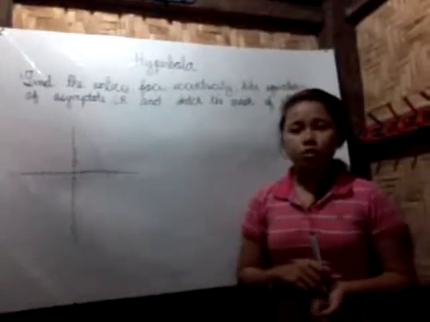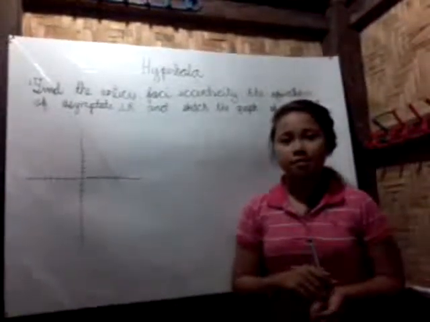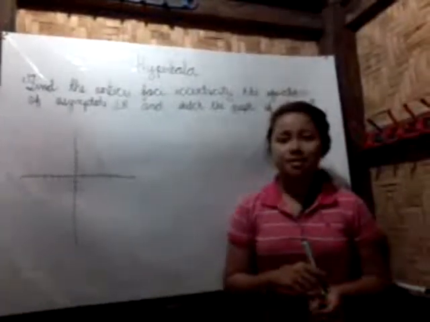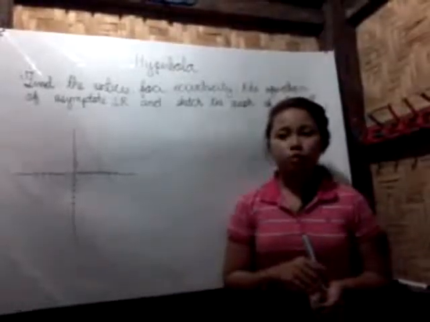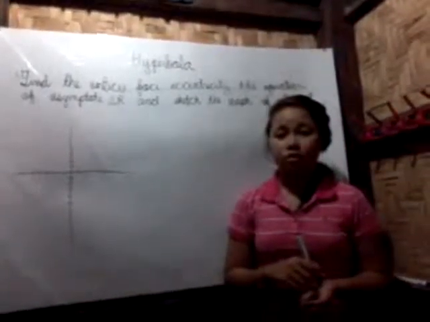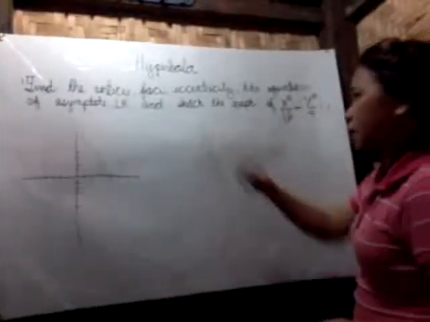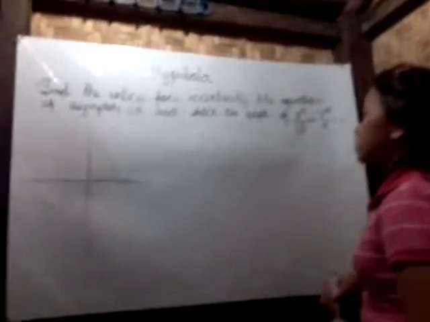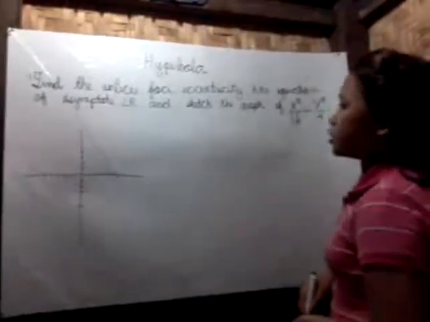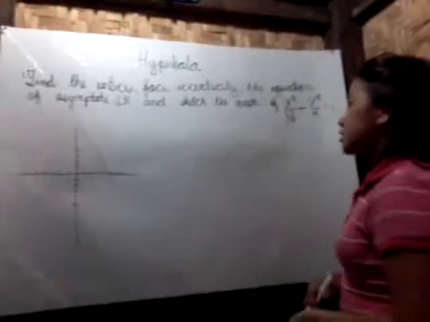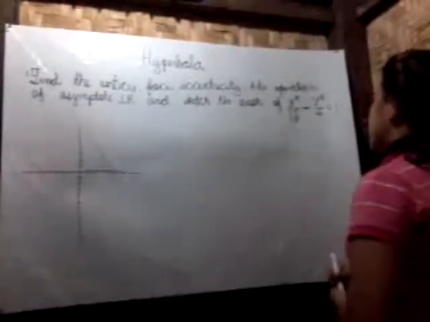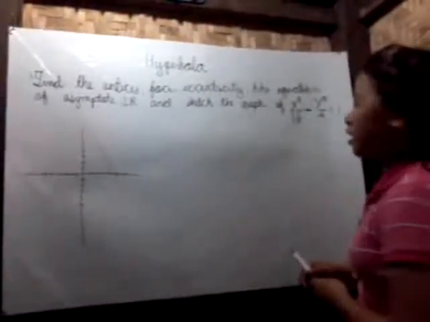The line passing through the center perpendicular to the transverse axis is called the conjugate axis. The hyperbola is symmetric with respect to both the transverse and conjugate axes. So now we already have our first problem. Find the vertices, foci, eccentricity, the equation of the asymptote, LR, and sketch the graph of x squared over 16 minus y squared over 4 equals 1.